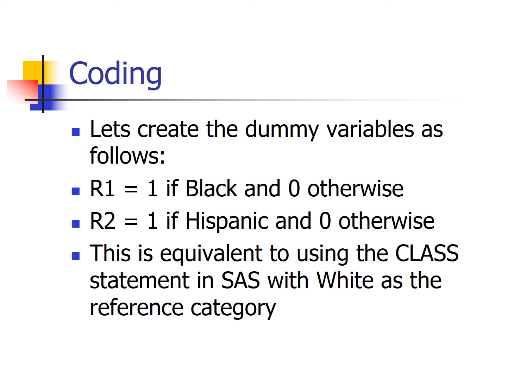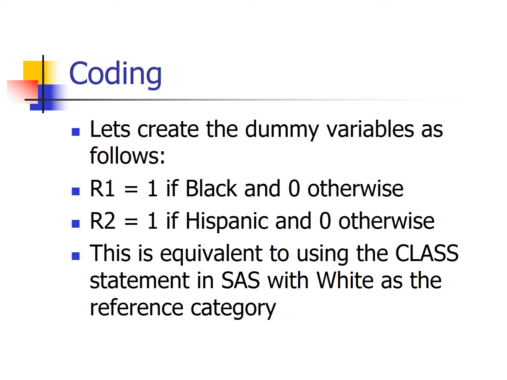So for reference coding, this is just like we did it in 512. We'll come up with some reference category. If maybe the majority of our data set is white, then we might use white as our reference category. And then we could create an R1 variable, race 1, which is 1 if the mother is black, 0 otherwise. And R2, our second race variable, which is 1 if the mother's Hispanic and 0 otherwise.